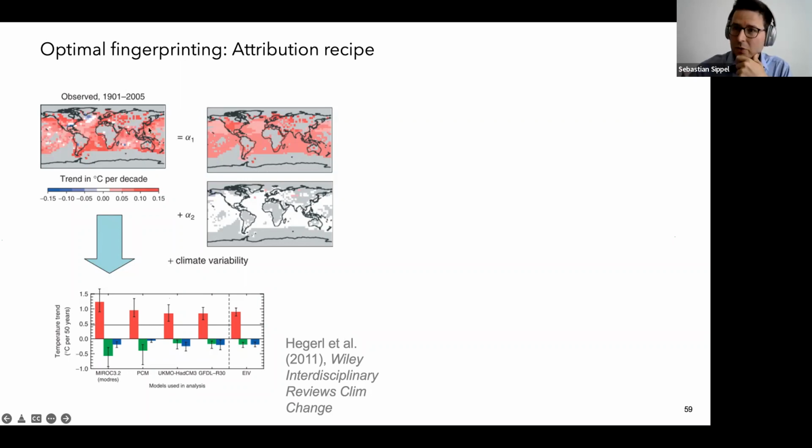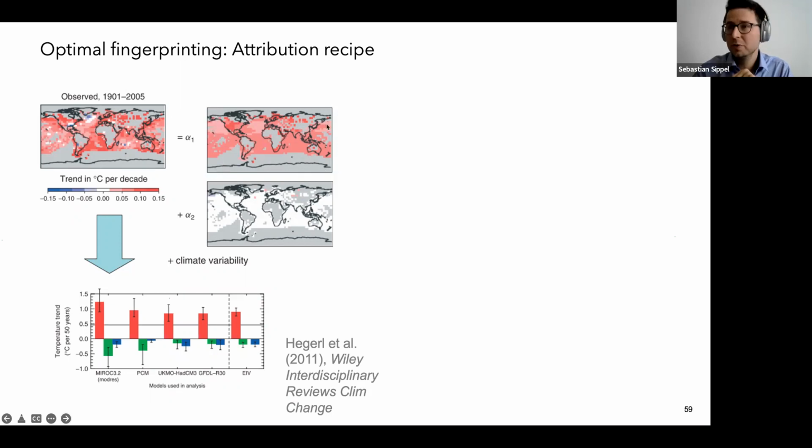And the idea is now to try to explain the observed trend, basically the time series of the observations, as a combination of different forcings. So you could think of a linear model. So you would have this alpha 1 times this pattern.